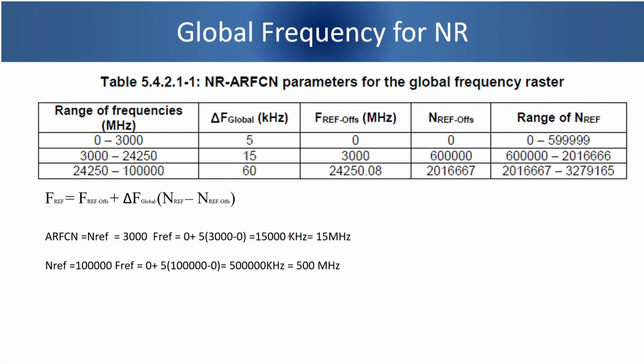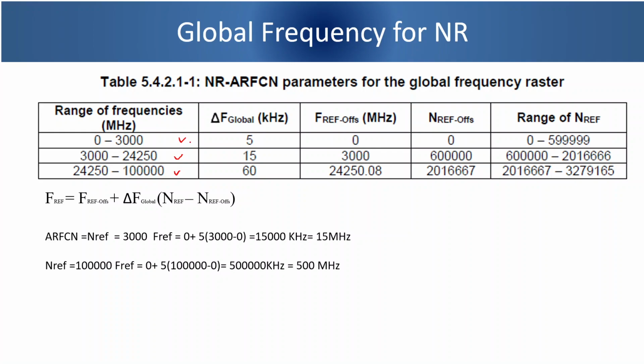They have divided the entire frequency range, starting from 0 to 100 gigahertz, into three parts. Just see this. This is the first one, which is from 0 to 3000 megahertz, that is 3 gigahertz. The second one is from 3 gigahertz to 24.25 gigahertz, and the third is from 24.25 gigahertz to 100 gigahertz.